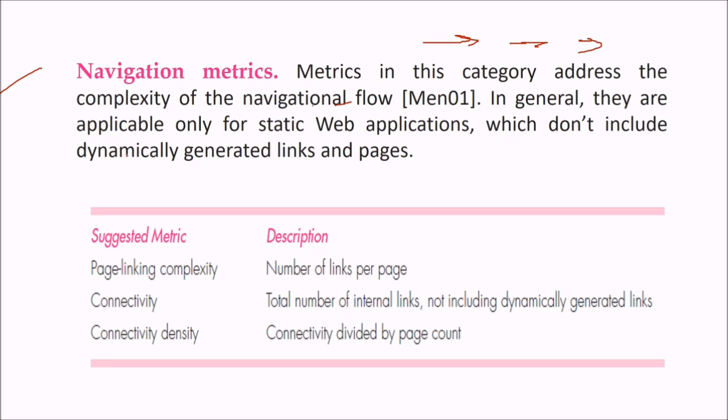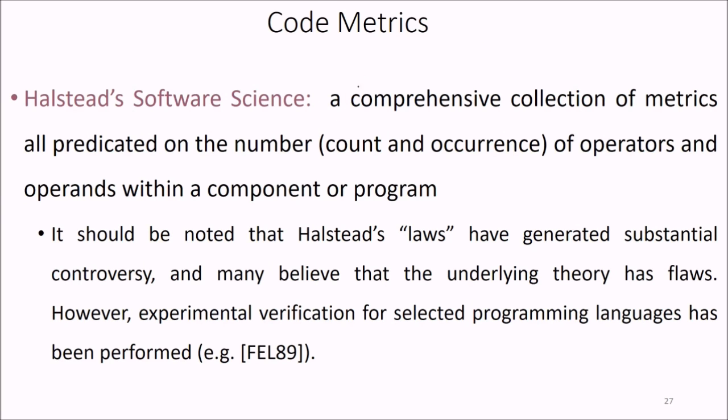We don't include dynamically generated link of pages like page link complexity, connectivity, and connectivity density. So the code metrics, we have Halstead software science. Halstead is a comprehensive collection of metrics which are all predicated on the count and occurrence of the operators and the operands. Please understand, Halstead means operators and operands within a component or a program.